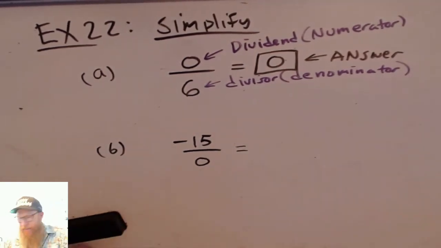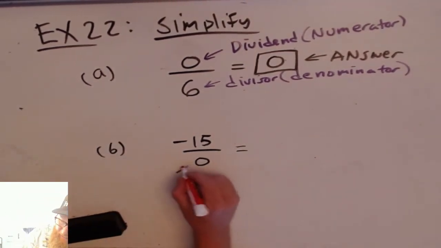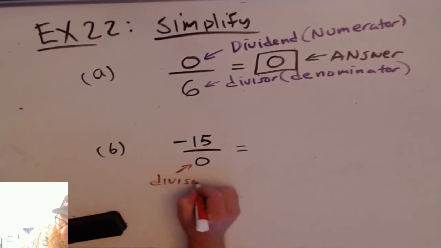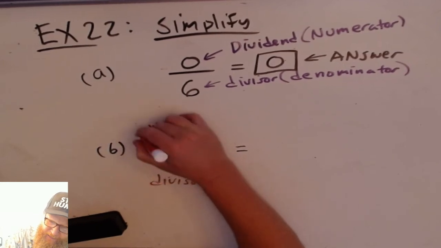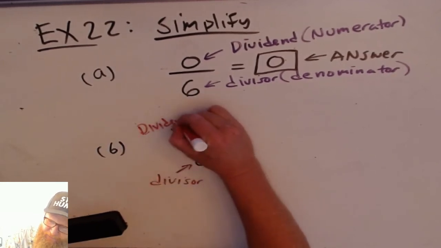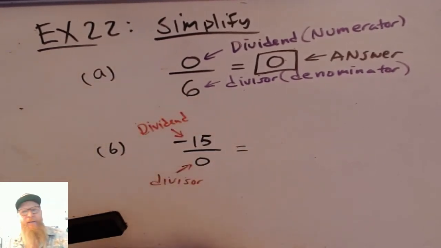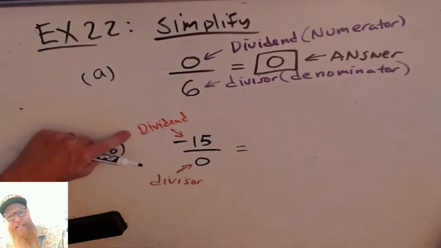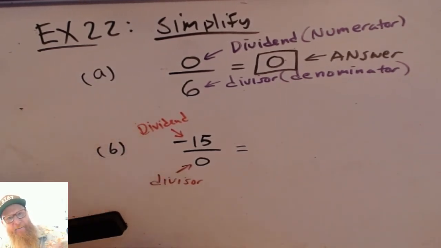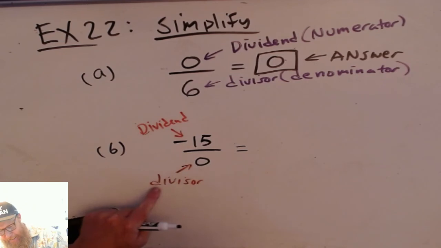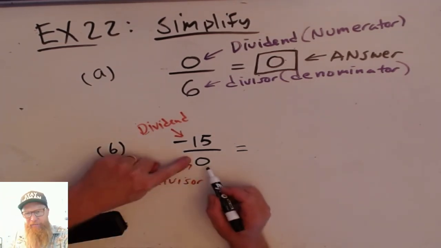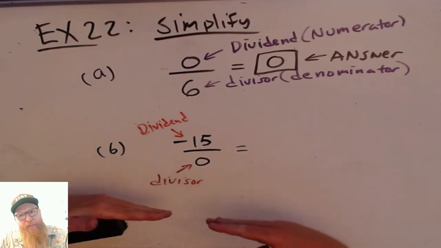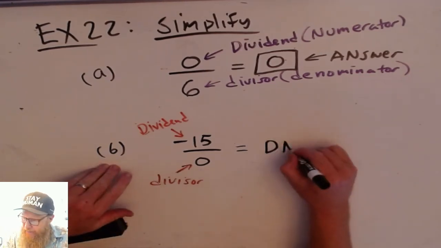Here, divisor is 0. Dividend is not 0. I like to spell dividend with a capital D, because these both start with the letters D-I-V. In fact, D-I-V-I, D-I-V-I. They're so easy to get screwed up. Divisor is the bottom, the denominator, and so this is D and E.